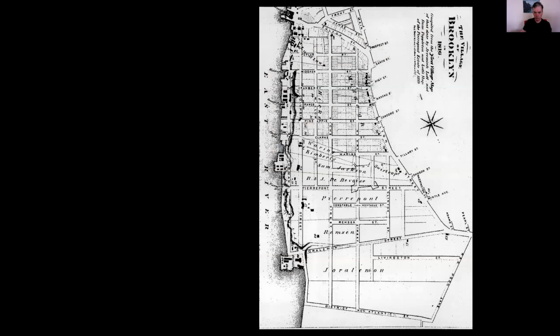So this is the first plan. This is from 1816. So this is right when the first lots were going on sale. And these streets had just been opened. Just to get you oriented, this is the East River over here. So this is north this way, right? And here's the Fulton Ferry coming in right here.